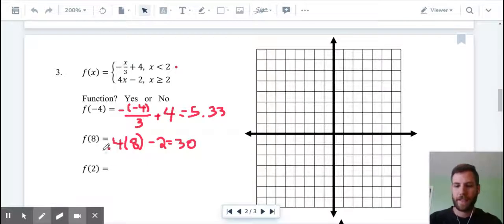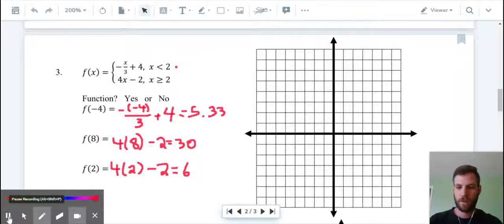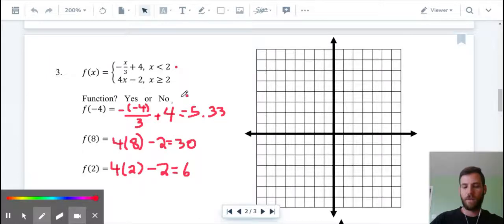And lastly, we are going to use 2 as our final input. 2 is not less than 2, but 2 is greater than or equal to 2. So it would fit into our second equation. And we would do 4 times 2 minus 2, and that would end up equaling 6. We've now evaluated, so let's work on graphing our two equations.